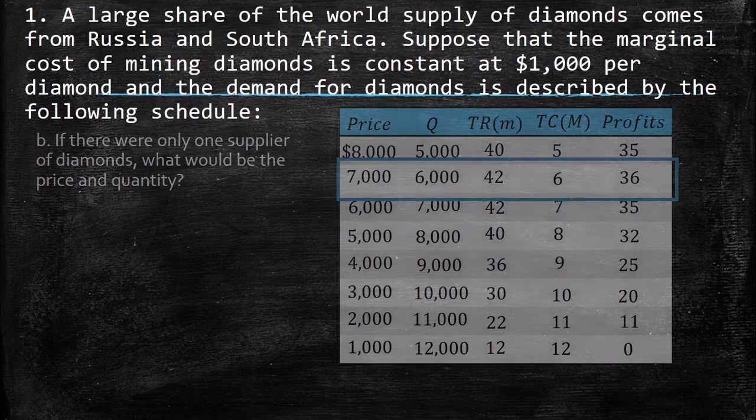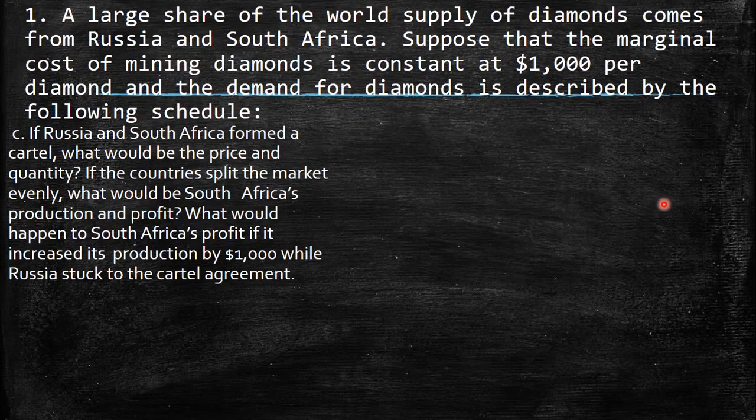Then, if Russia and South Africa formed a cartel, what would be the price and quantity? If the countries split the market evenly, what would be South Africa's production and profit?